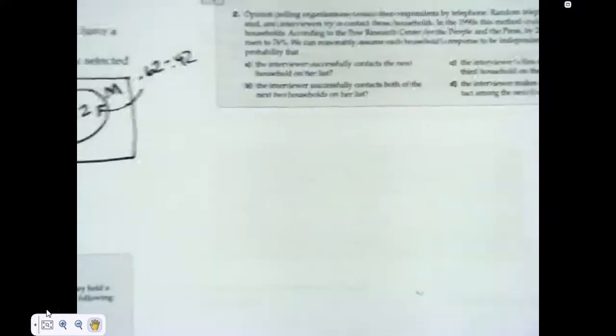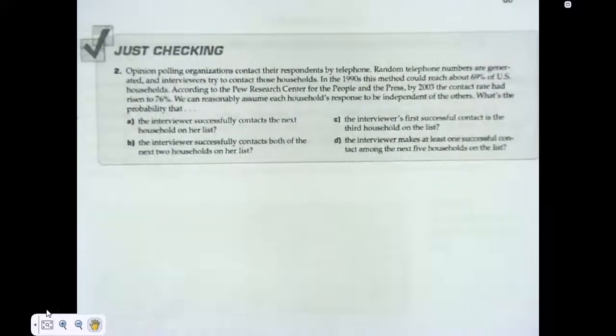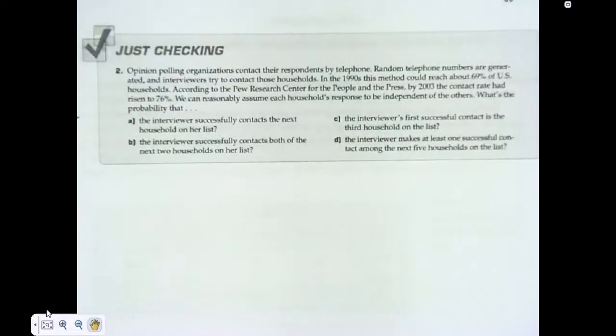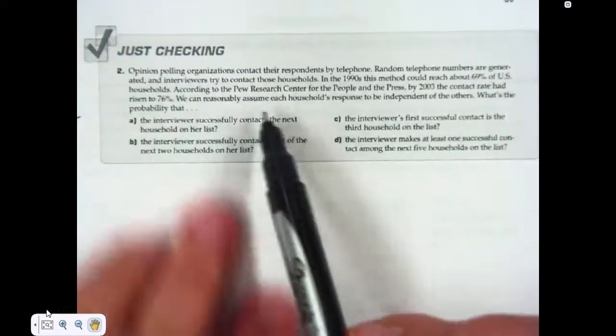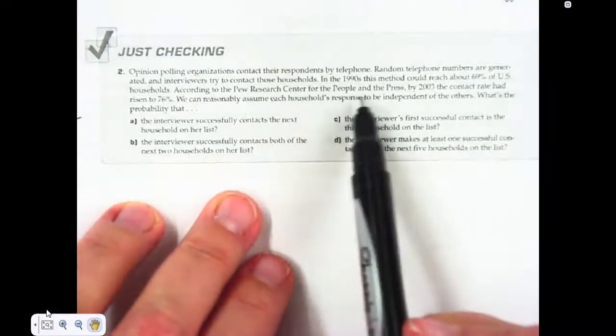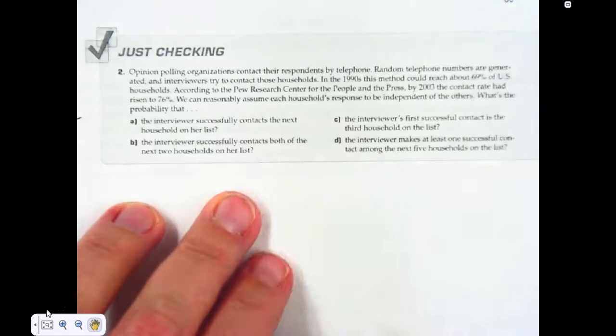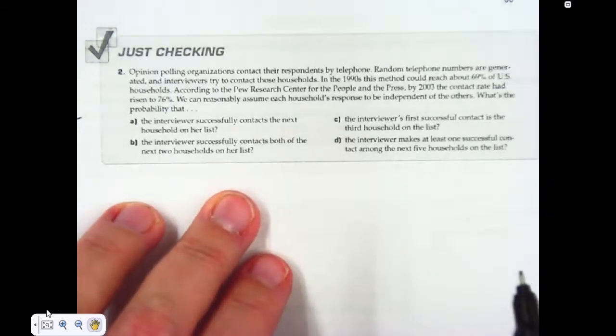Okay, let's take a look at our next just checking. It says, opinion polling organizations contact the respondents by telephone. Random telephone numbers are generated and interviewers try to contact these households. In the 1990s, this method could reach about 69% of U.S. households, according to the Pew Research Center for the People and the Press. By 2003, the contact rate had risen to 76%.